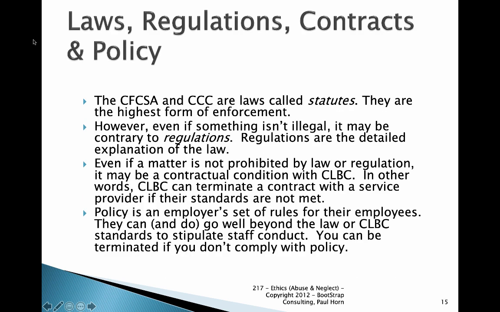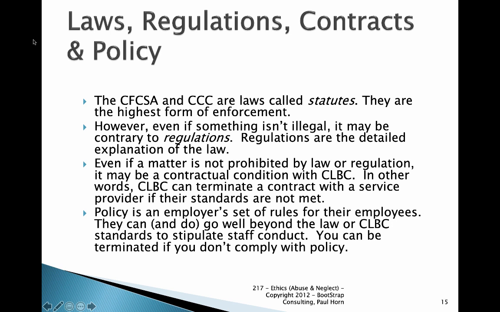Now, it's also important to understand that there are things beneath the law, more specific types of documents that we all must comply with. So the law, we've just talked about two of them, is important, but there are also things called regulations, contracts, and policies. So the Child, Family, and Community Service Act and the Criminal Code are a type of law called a statute. They're a written law. You could look them up right away online anytime. And they are considered the highest form of law or of enforcement.